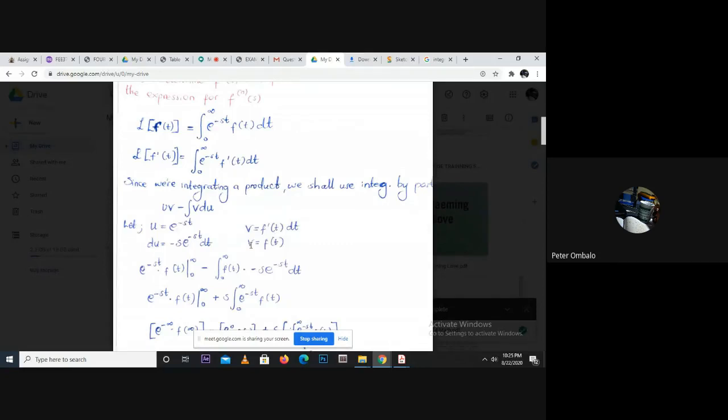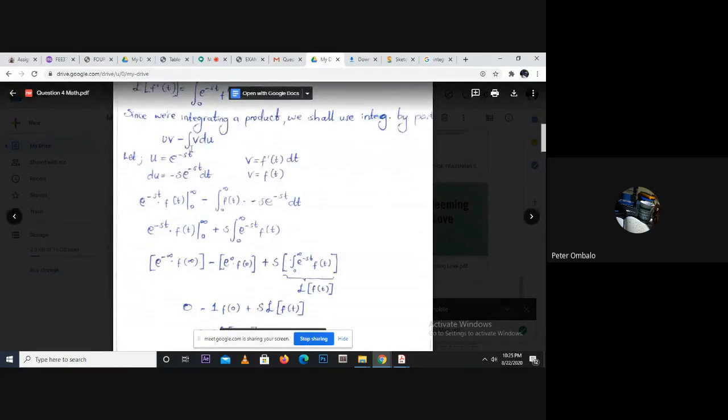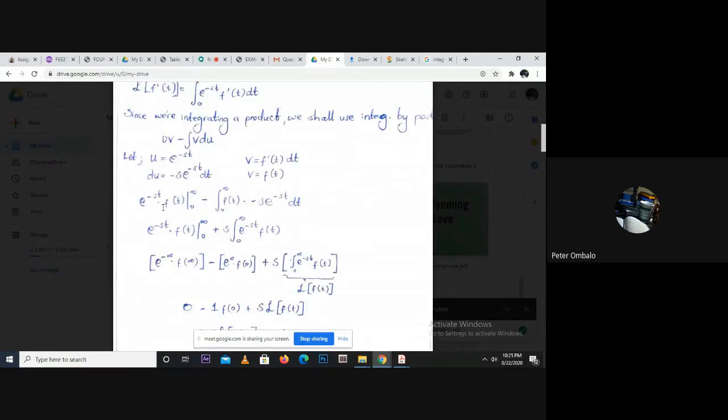So this should have been a dv. Yeah, this should have been a dv. So we let dv be equal to f prime of t dt, so our v will be the integral of this. The integral of the first derivative of t is going to be f of t, right? So we just plug them back into the formula we had for integration by parts.